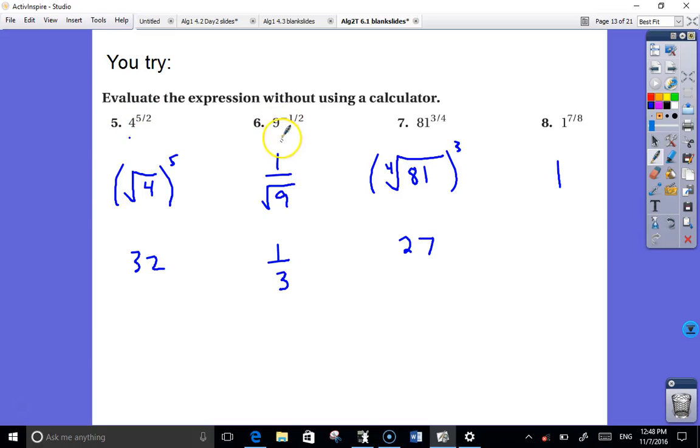Okay, 1 over 9 to the 1/2, that's the square root of 9, so 1/3. 81, the 4th root of 81, again, that's in our list right there. The 4th root of 81 is 3, and 3 to the 3rd is 27. And then 1 to any power is 1. So, what about 1 to the 0? It's still 1, right? Anything to the 0 is 1. Trick question.